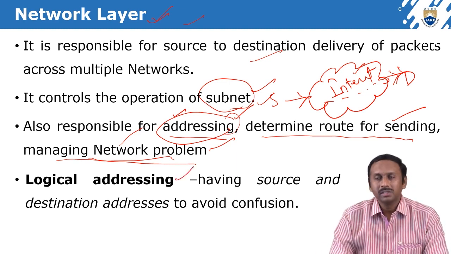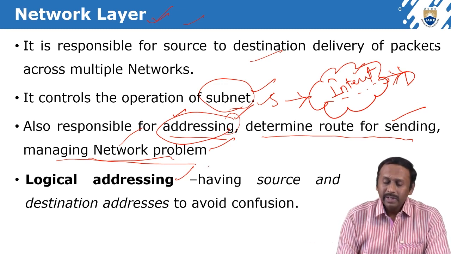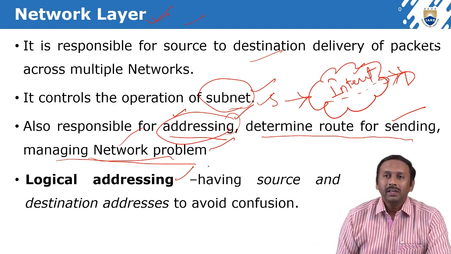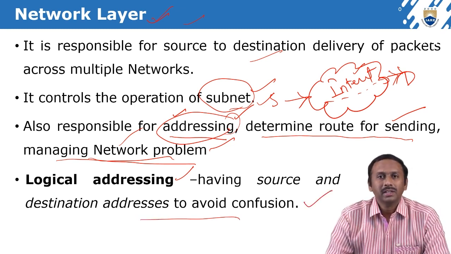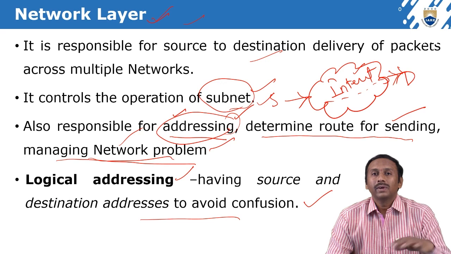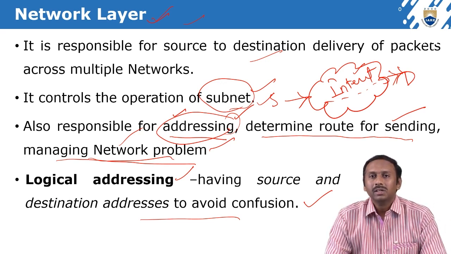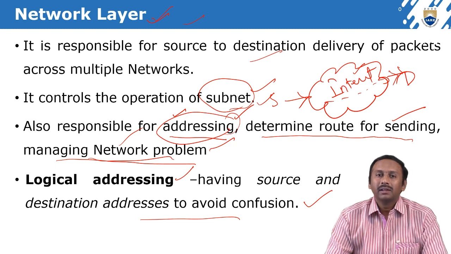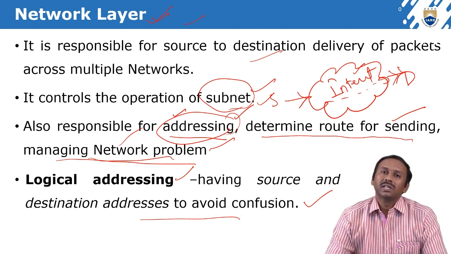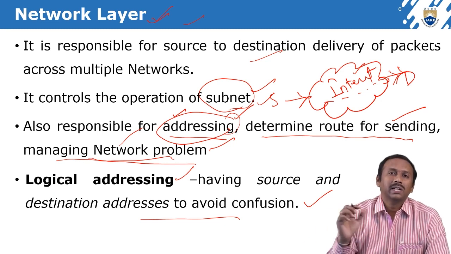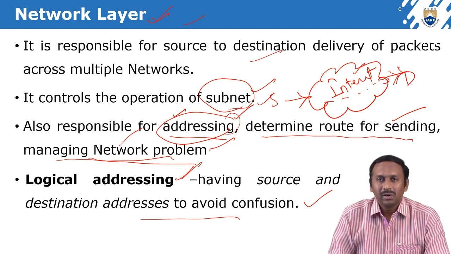The next important thing is logical addressing. So what is logical addressing? Logical addressing is having a source and destination address to avoid confusion, right? So the data link layer takes responsibility to add the source and destination address, and this network layer checks whether the source and destination address is available or not for each and every packet. It is going to be verified here. So that we can call logical addressing.